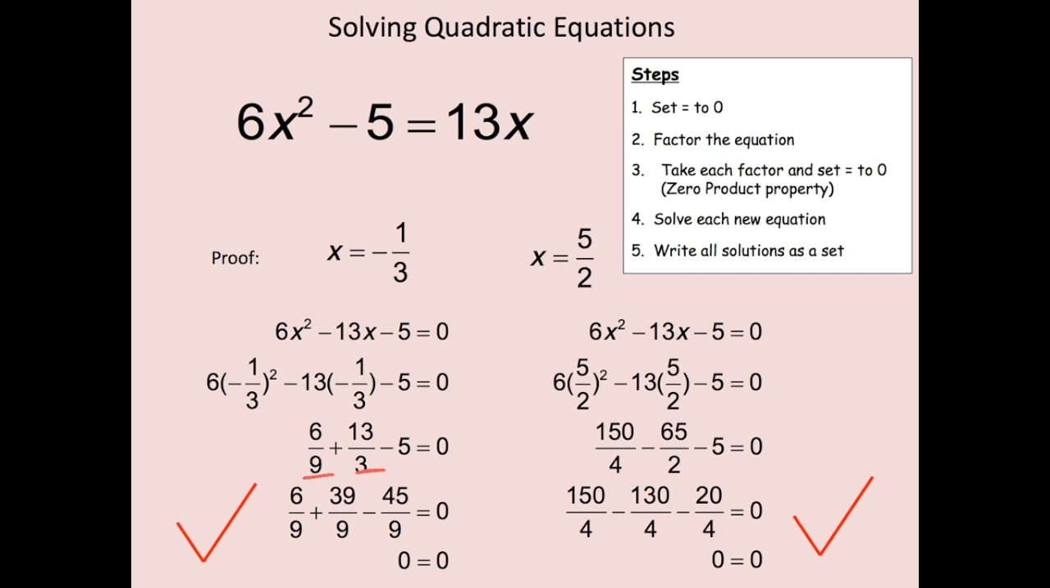So that is correct. I try the other side with the 5/2. 6 times 5/2 squared minus 13 times 5/2 minus 5. So same process, 5/2 squared is 25/4 times 6 is 150/4. 13 times 5/2 is 65/2, and then minus 5. Finding the common denominator, 150/4 minus 130/4 minus 20/4 equals 0, and that is correct. And we have checked it, they both equal 0, so those are the two solutions.